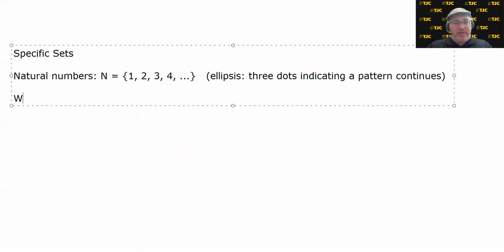The next specific set we're going to look at are called the whole numbers. The letter for whole numbers is a capital W. And the whole numbers are just like the natural numbers, except they start at 0 instead of 1. And you might be thinking, why do they get a special name? I mean, it's just like the natural numbers. You just have to start it with 0.